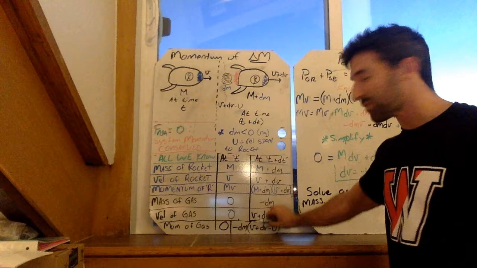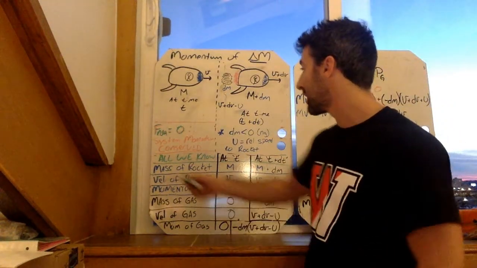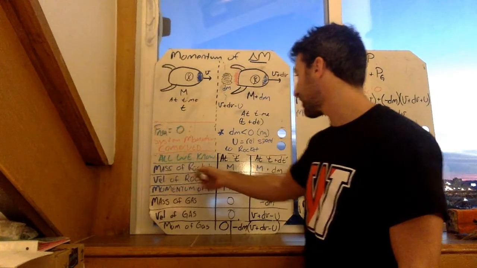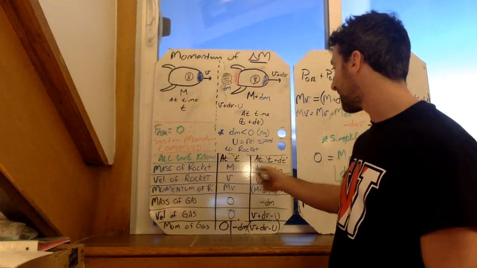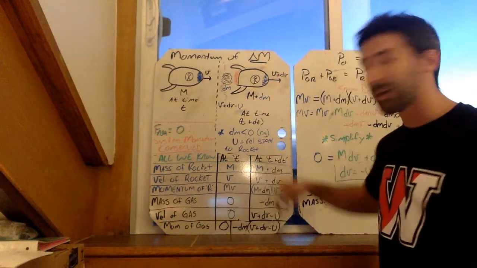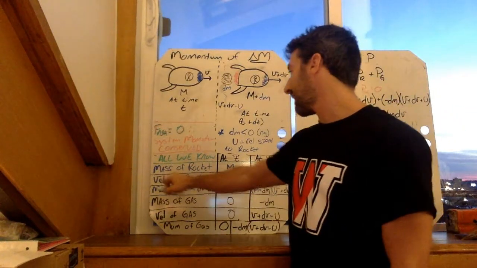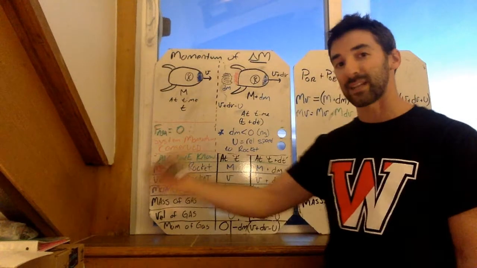Here I've listed every possible thing I could know, because this is a little bit of a confusing example. I know that I have the mass of the rocket at some time t, which I define as m. At some time later, I define that as m plus dm. Remember, that dm I defined as negative. I have the velocity of the rocket at v. At some time later, it's v plus dv, it's getting faster.